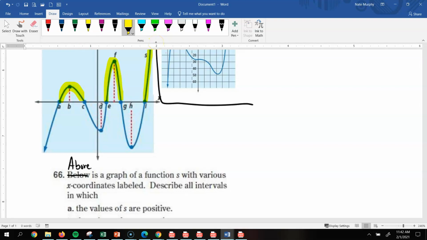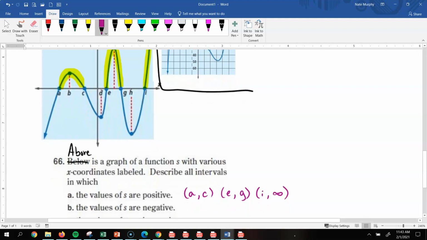So we would say from the interval from a to c, it's positive. On the interval from e to g, it's positive. And on the interval from i to infinity, it's positive. Now, we would use parentheses there because, remember, on the x-axis, it's neither positive nor negative. So we would just use parentheses.